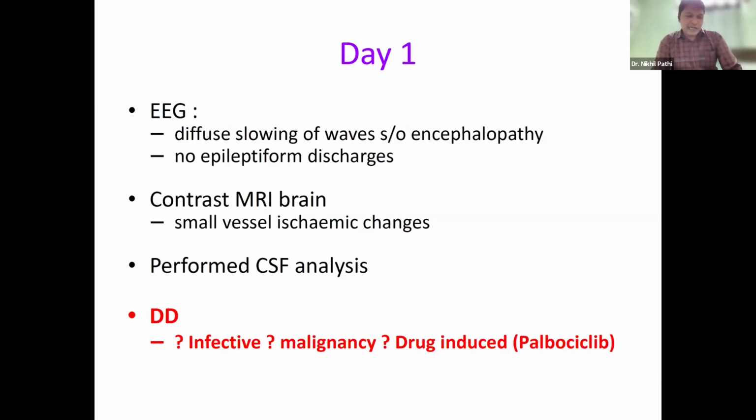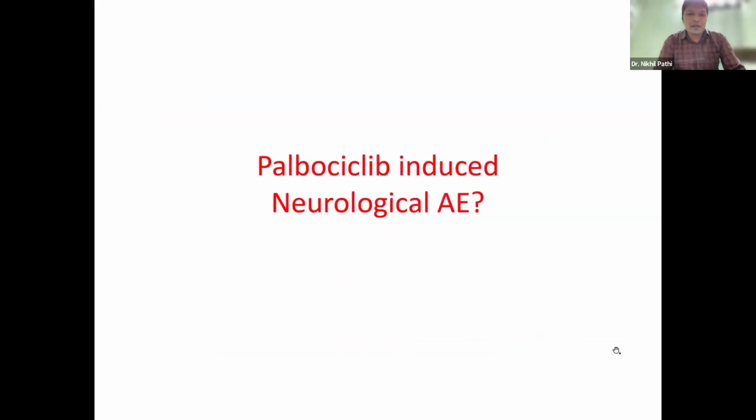So at that point in time, we had certain possible or probable causes. One was infective, or something to do with in and around the brain tissue, or likely, as guessed by the neurologist, maybe carcinomatous meningitis. However, our ICU team also pointed out that maybe this could be because of certain cancer drugs. They suggested that maybe palbociclib can also cause certain neurological adverse effects.